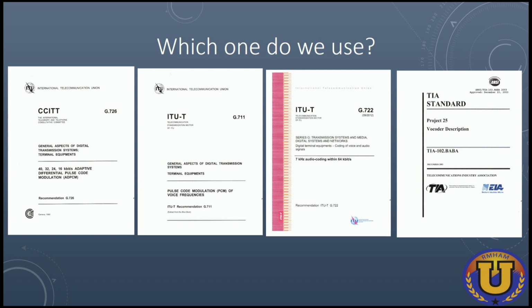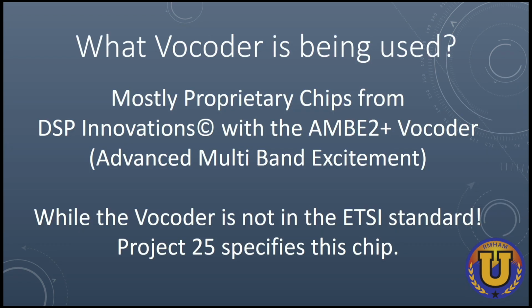But then there's all these standards. And I love standards because there's so many to choose from. Which one are you going to choose? And notice there's 4 of them here. I think there's a couple other. This is an interesting one because that's an actual vocoder description. And that vocoder description is actually a proprietary chip. It spells out a particular manufacturer of chip that's the vocoder, and that's that advanced multiband excitation vocoder. And Dean was quizzing me about it. I didn't really dig into that one too much. Project 25 specifies that chip.